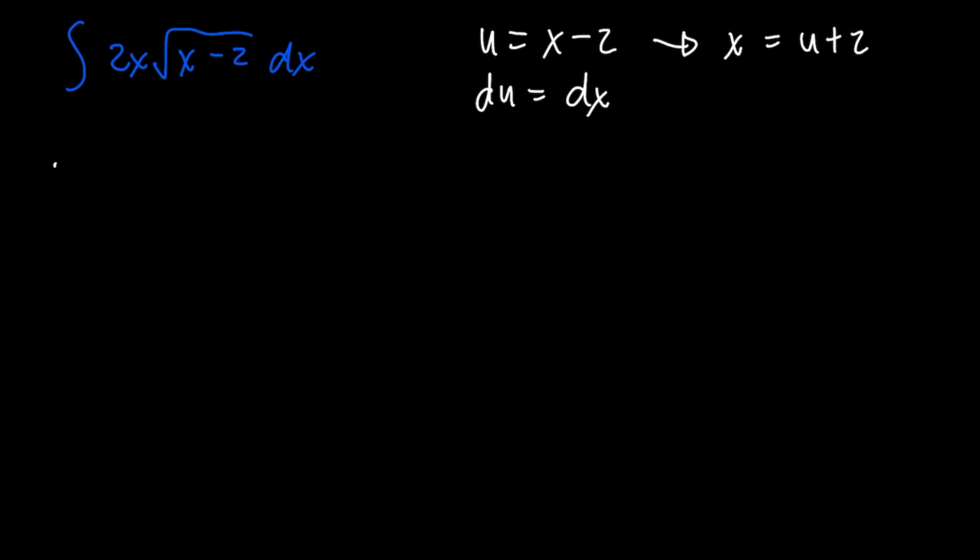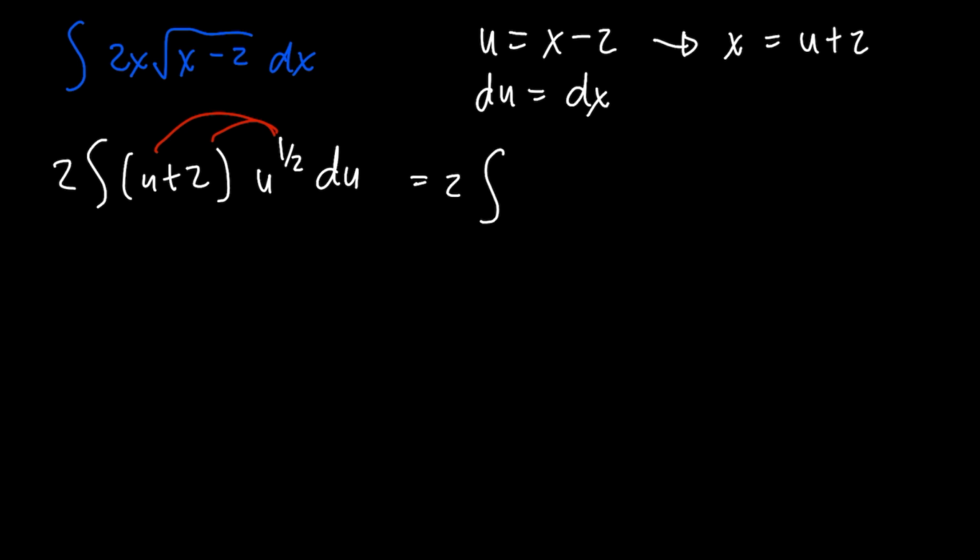We can bring the constant out of the integral sign. Then we can rewrite x as u plus 2. Then we can rewrite the square root of x minus 2 as u raised to 1/2 du. Then let's integrate this. We're going to distribute first on these two terms. u times u raised to 1/2, that is equal to u raised to 3/2. u raised to 1/2 times 2, that is equal to 2u raised to 1/2 du.